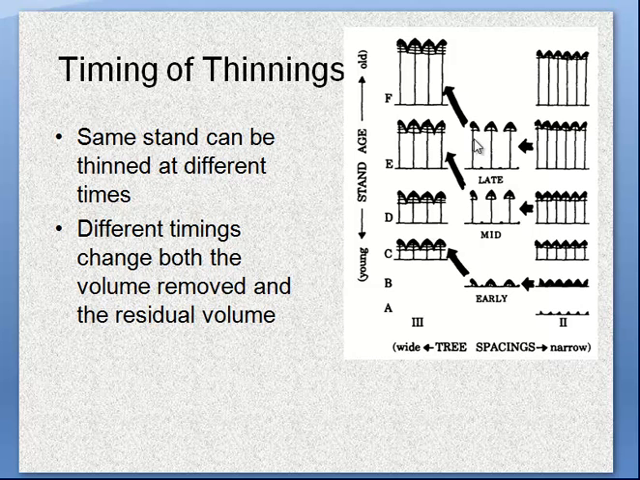And so that gives you an overview of the stem exclusion stage. It's probably one of the most dynamic stages of the forest. And it'll certainly give you an idea of why trees die at a very young age.